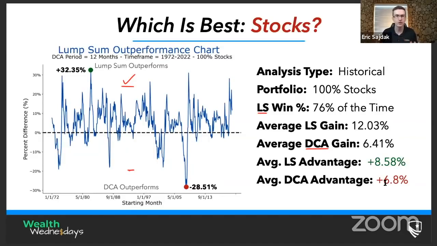So that's a little bit what we're seeing here with lump summing and dollar cost averaging. When lump summing wins, we win by a greater margin than when dollar cost averaging. There's more to gain on the upside than we're risking on the downside to dollar cost averaging, if that makes sense. Okay, but let's keep going further into this.